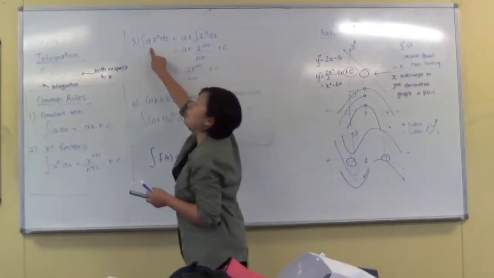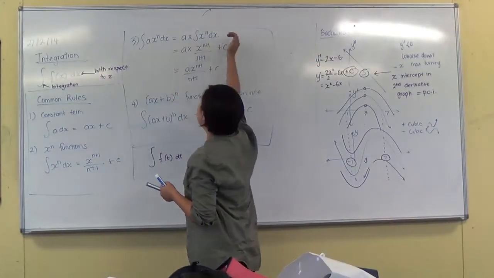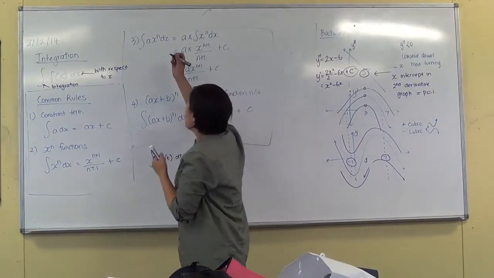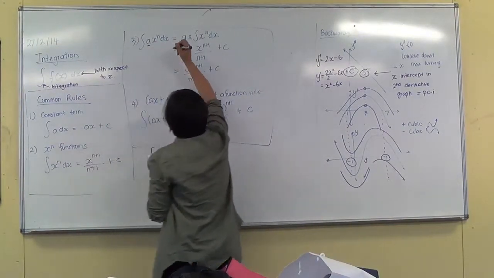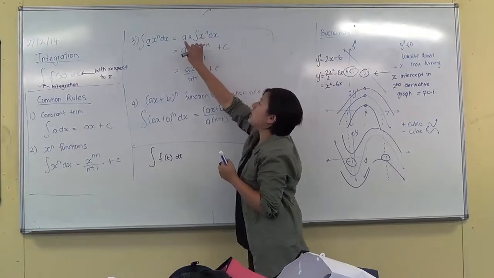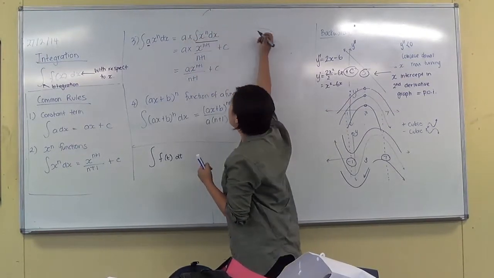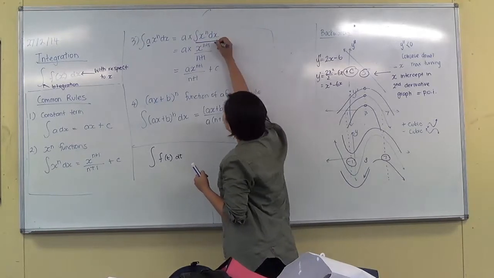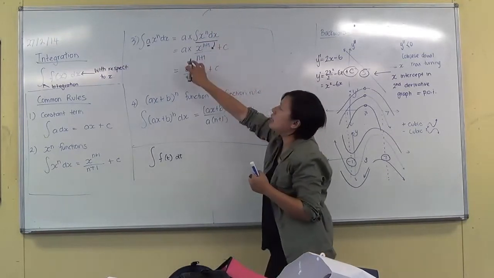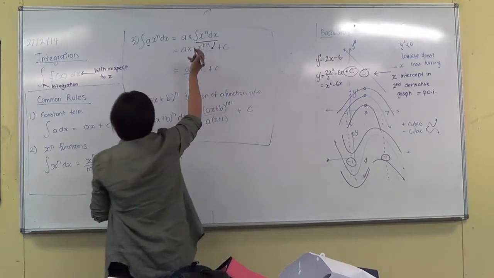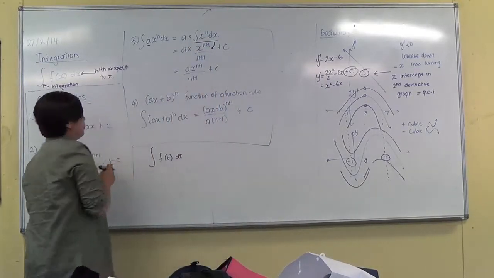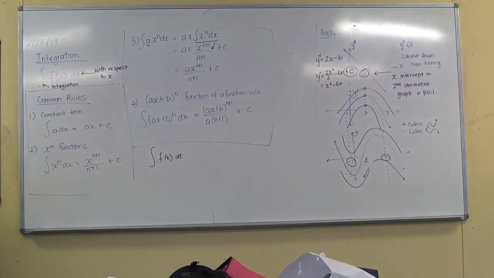So if you have a times x to the power of n, a is a constant, and we can take our constant outside the integration. I've just integrated that part, and then times it by a, and that's your final solution there. And the last one is the function of the function rule.